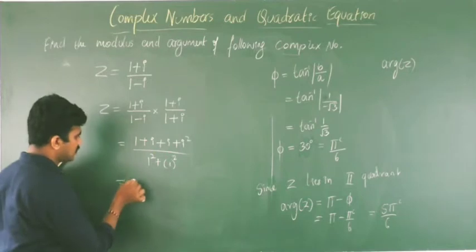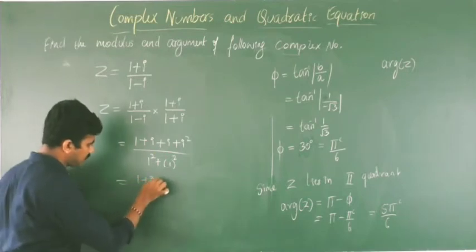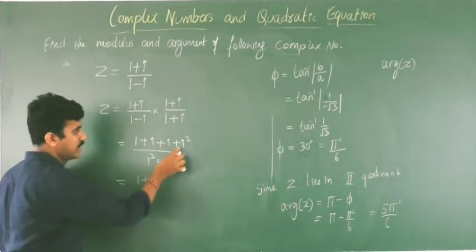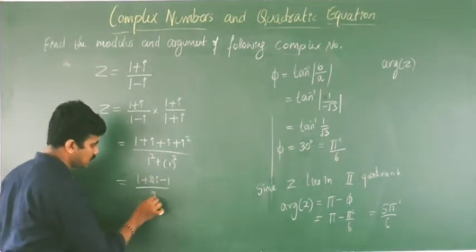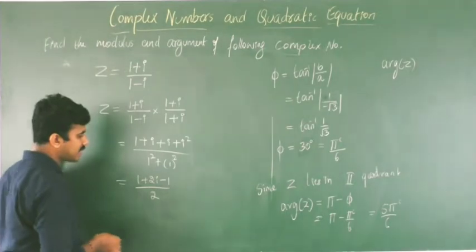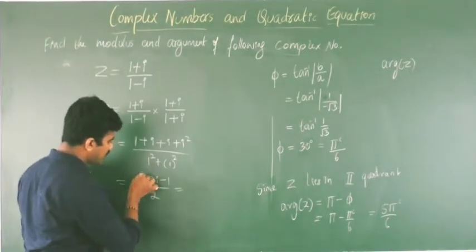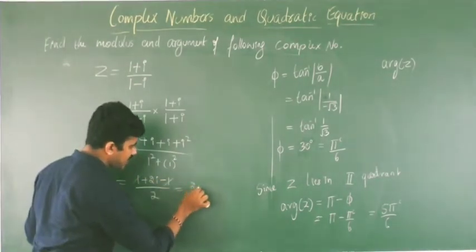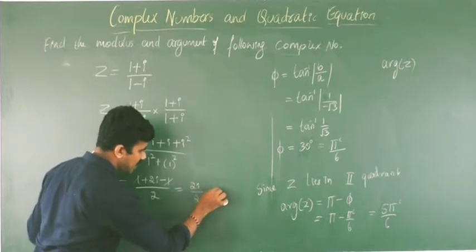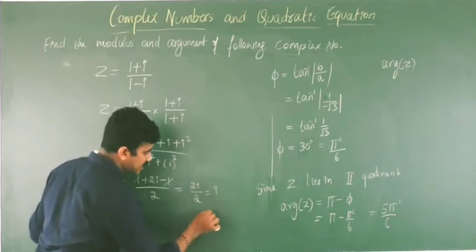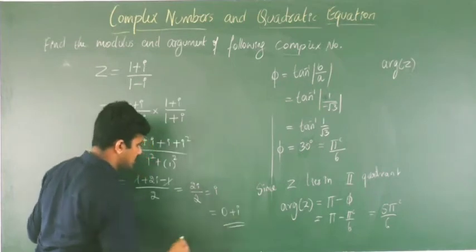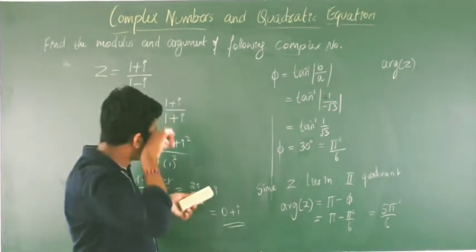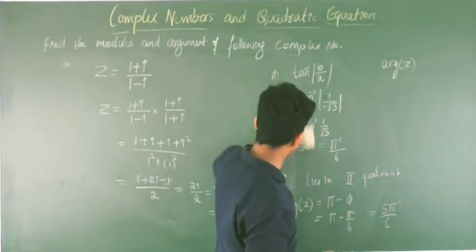1 plus 2i, because I plus I is 2i, minus 1 because I square is minus 1, whole divided by 2. And this can be written as 1 and 1 get cancels, 2i divided by 2 is nothing but I. And this I can be written in the form 0 plus I. So this is a simplified form of the given complex number.